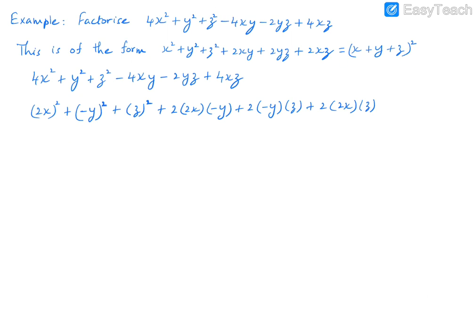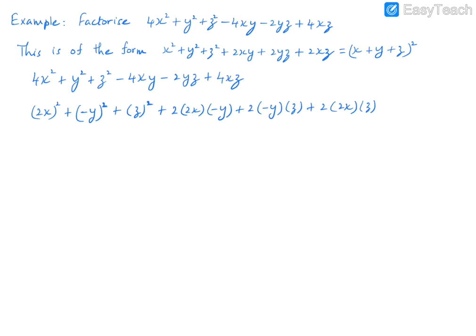So that is going to be equal to 2x minus y plus z the whole square. So it is x plus y plus z the whole square. We have written it in a form which matches our identity, and then we see which variable maps to which other variable. So the term x in the identity maps to 2x in the given expression. The term y in the identity maps to minus y in the given expression, and the term z maps to z in the given expression.